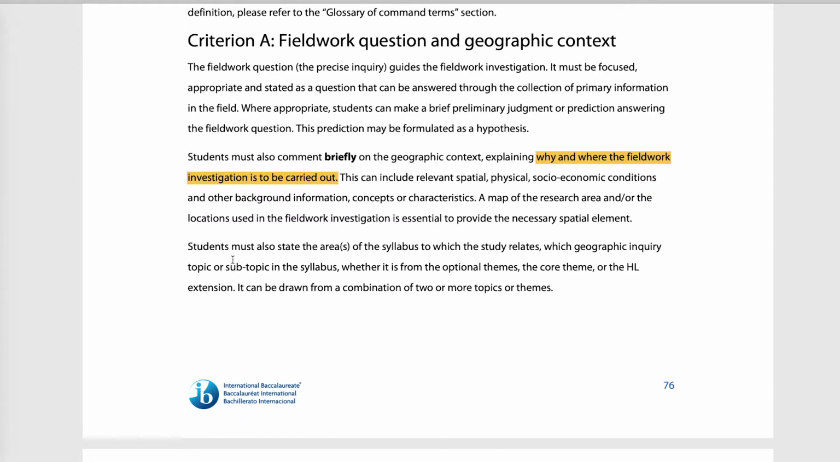So first of all, criterion A, fieldwork question and geographic context.